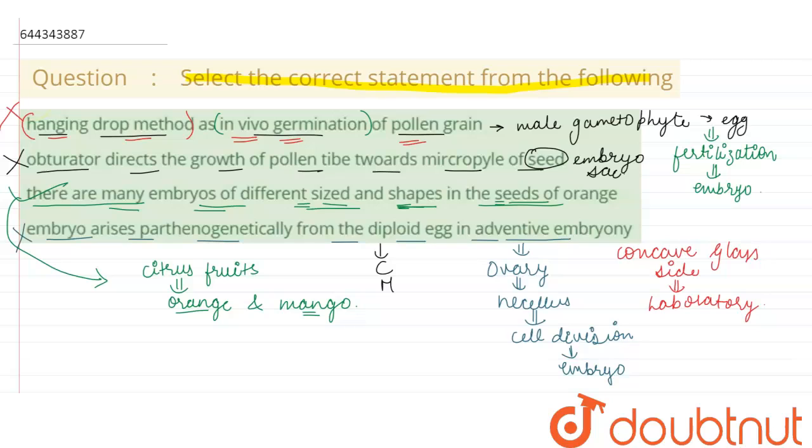So as we have been asked about the correct statement, the correct answer to our question is, there are many embryos of different sizes and shapes in the seeds of orange.